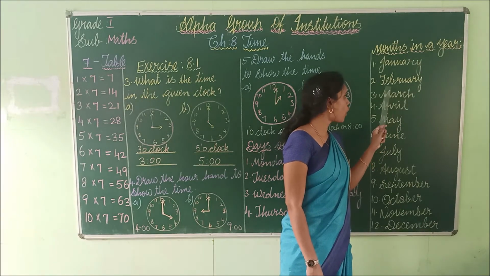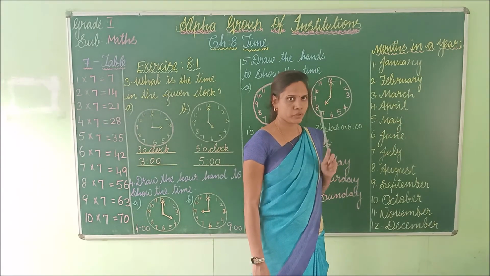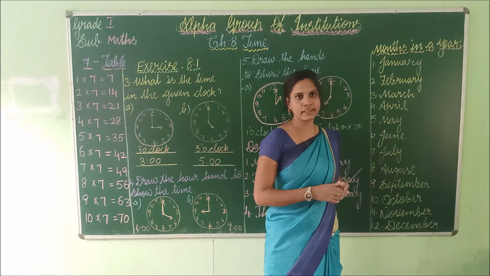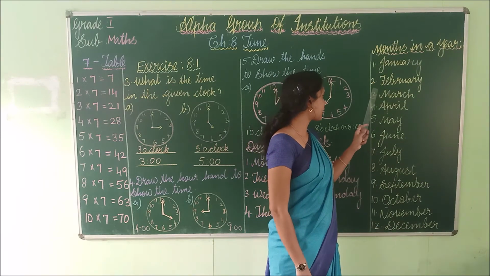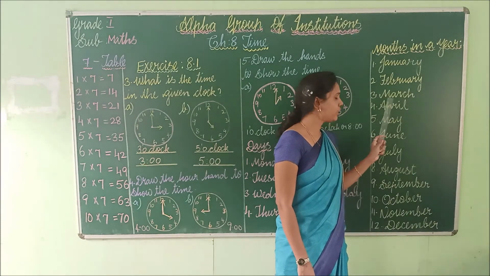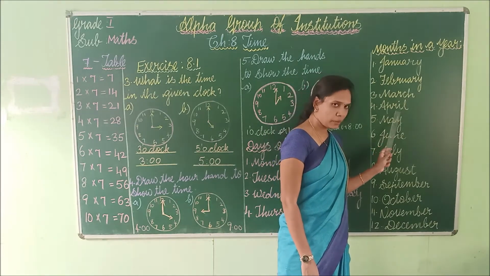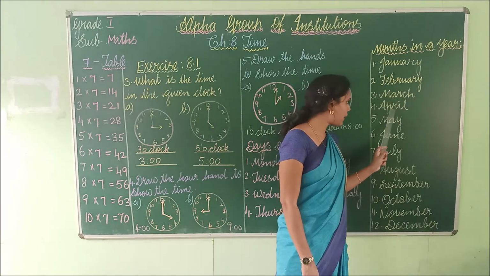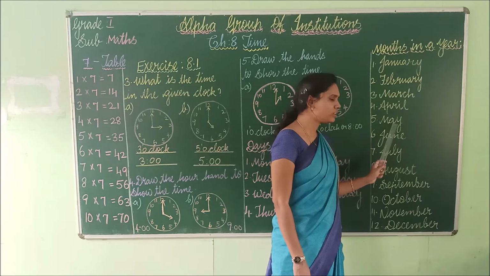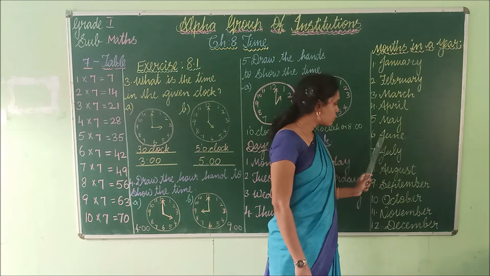This is the shortest month in the year. It has only 28 days. During a leap year, one day will be added to this. Already I have shown it in the activity. Okay, children, fine. So the second month is February, and the third month is March. Next, the fourth month is April. Next, the fifth month. What is the fifth month? May. And what is the sixth month? June. The sixth month is June.